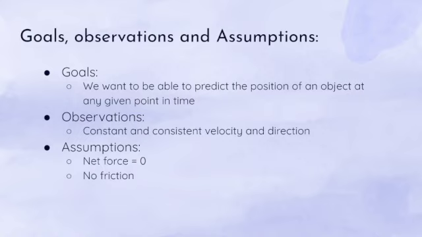We will also be able to determine magnitude, which is how far the object moves per second in the direction of the motion, because we know velocity, position, and momentum, which are all vectors. Some observations I hope to make during this lab are constant and consistent velocity, direction, and magnitude.